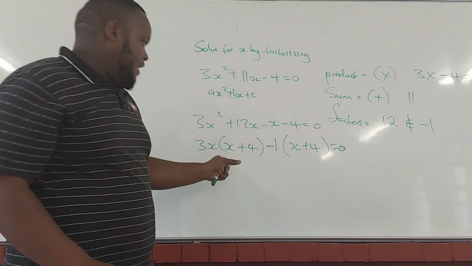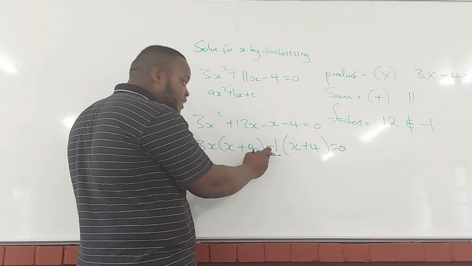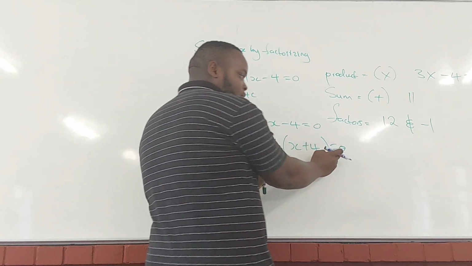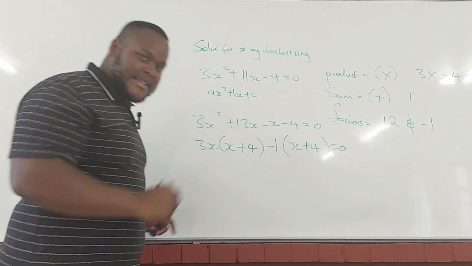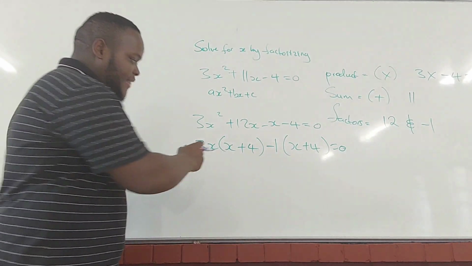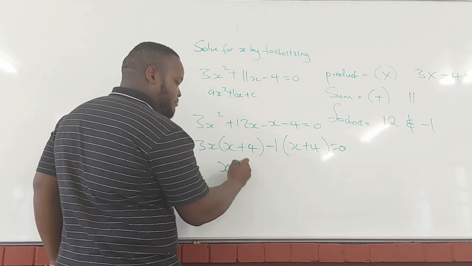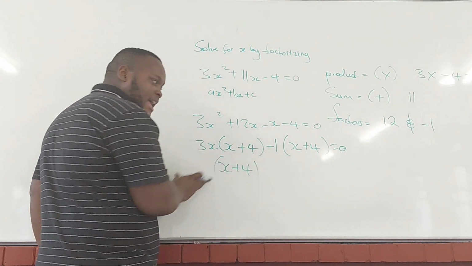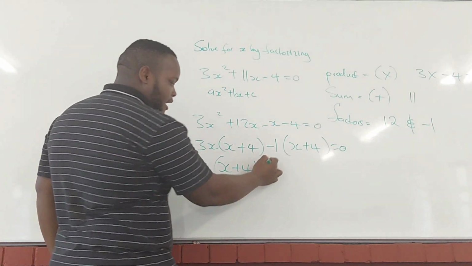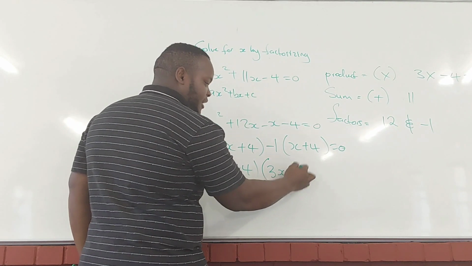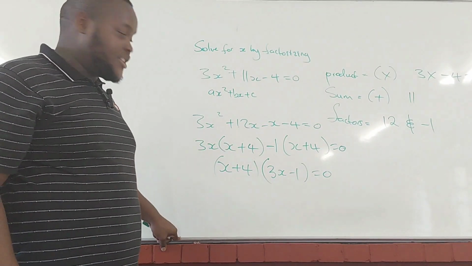Right? So now between my two terms here, because this one will act as a term on its own, it's one term, and this one will also act as a term on its own, which is one term. Between my two terms, what is it that I can identify as common between them? It is x plus 4. So if I take out x plus 4 between my two terms, I'm going to be left with 3x minus 1, which is equal to 0.